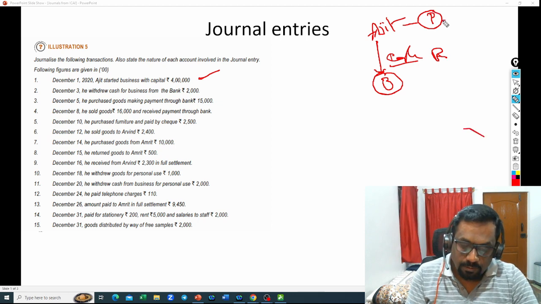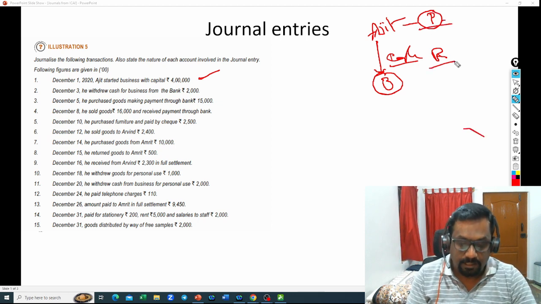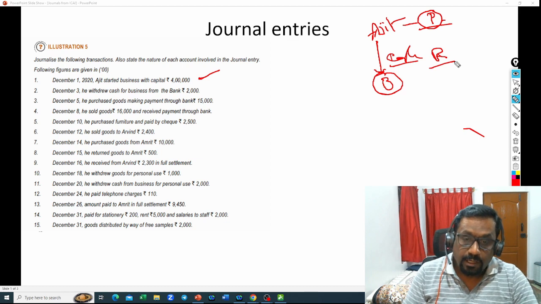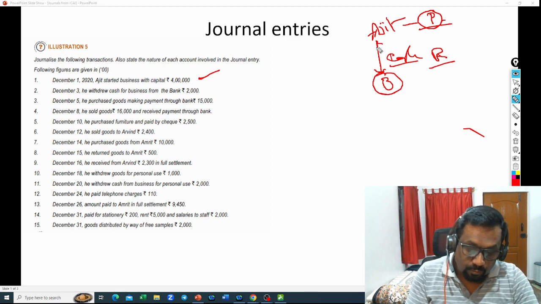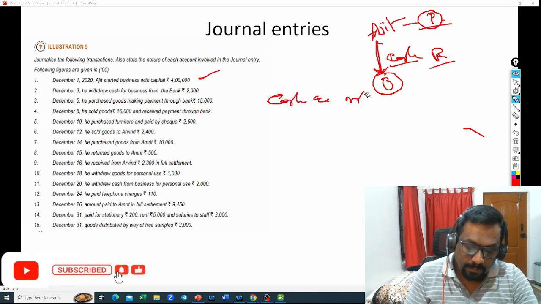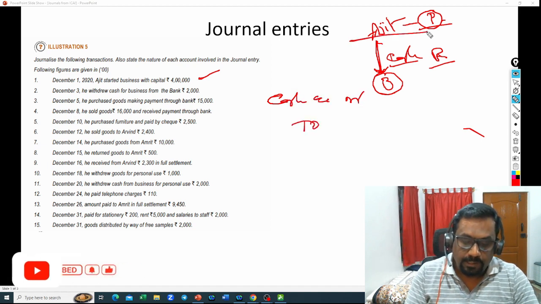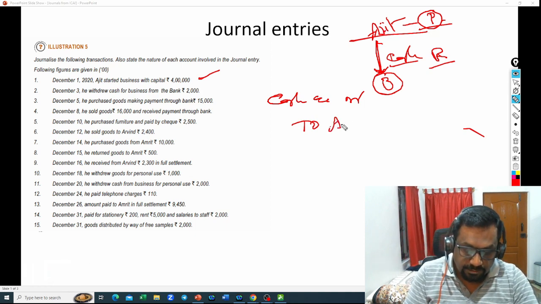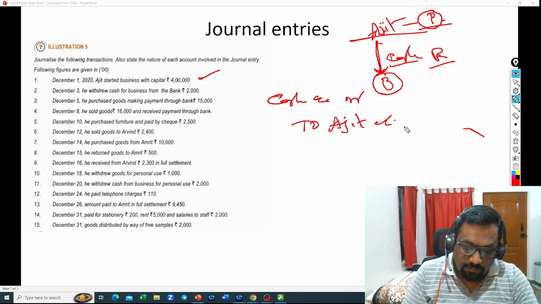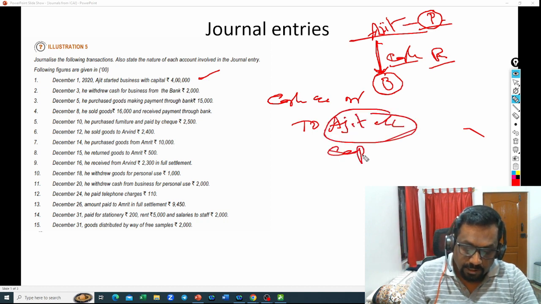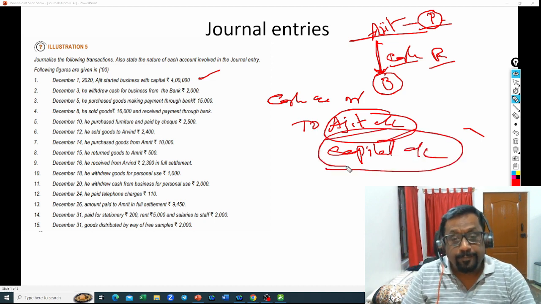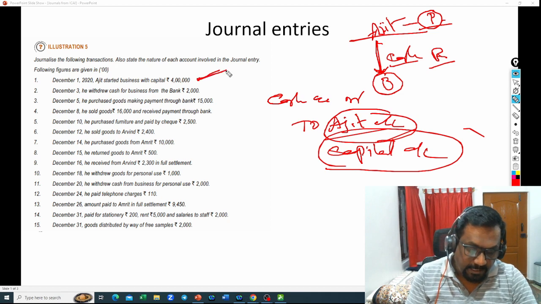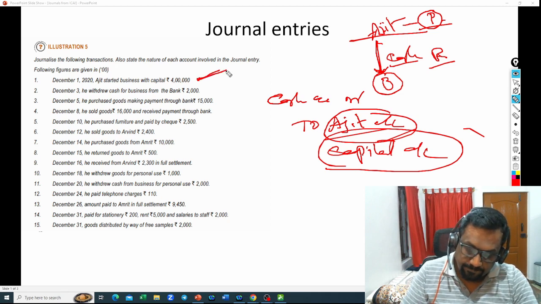Ajit comes under personal account, cash comes under real account. What is the principle under real account? Debit what comes in, credit what goes out. What is coming here? Cash. So you need to debit cash account. Ajit comes under personal account: debit the receiver, credit the giver. He is giving, so you need to credit Ajit's account. Instead of crediting Ajit's account, we credit capital account. Capital account is a personal account. What type of person? It is a representative person. This is the meaning of this transaction.